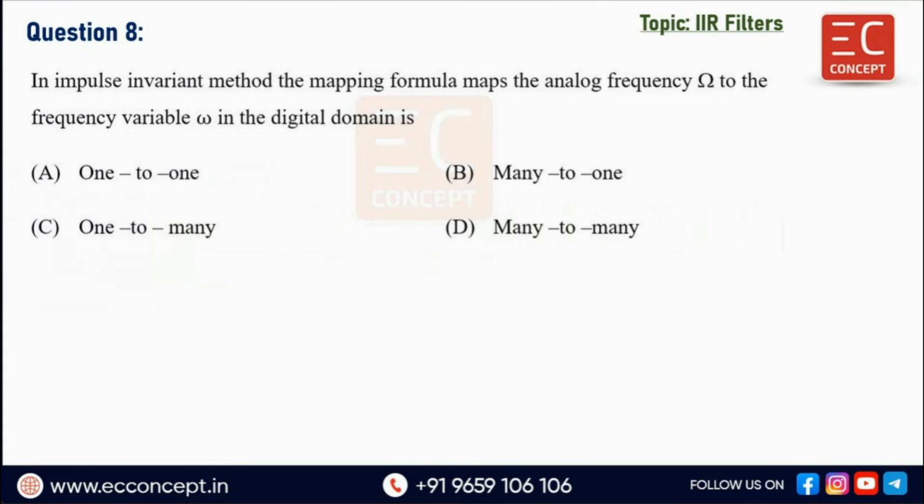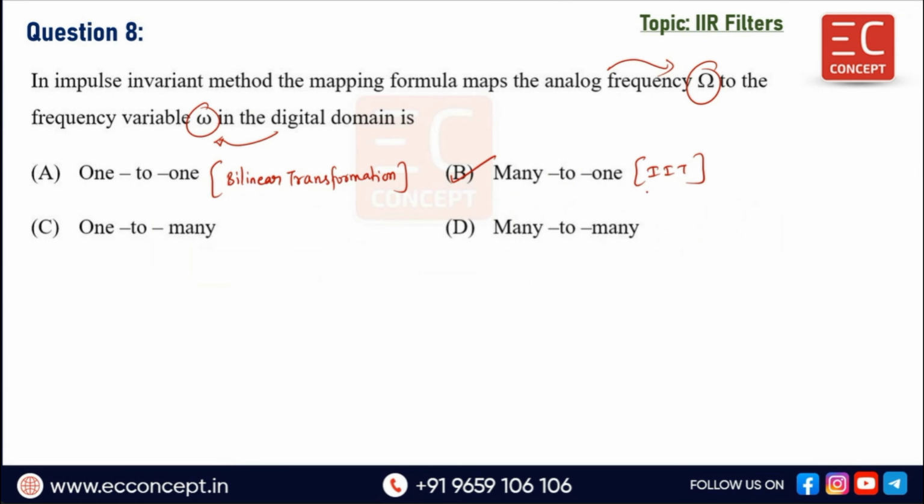Next question. In the impulse invariant method, which is another method of conversion from analog domain to digital domain, the mapping formula maps the analog frequency to digital frequency. This omega belongs to analog and this omega belongs to digital. As we already saw its mapping, many to one is the answer. The bilinear transformation, which we discussed in the previous question, is a 1 to 1 transformation. So many to one is the answer for the impulse invariant method.